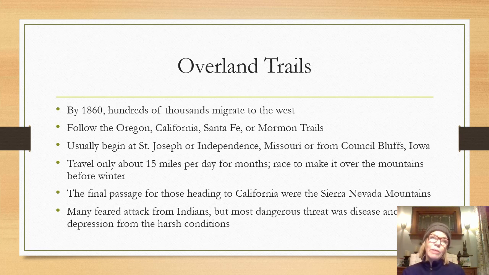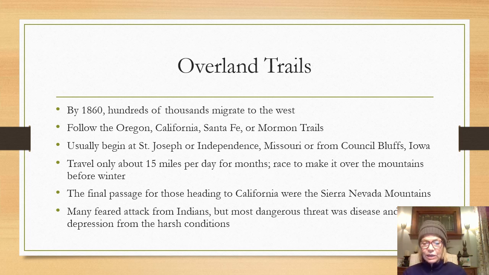These people were going out there overland. You could go by sea, but that would have been very expensive. So in 1860, hundreds of thousands of people were going west. I think what did we say? Between 1840 and 1860, 250,000 people went. They were taking these very specific trails: the Oregon Trail, California Trail, Santa Fe Trail, the Mormon Trail.